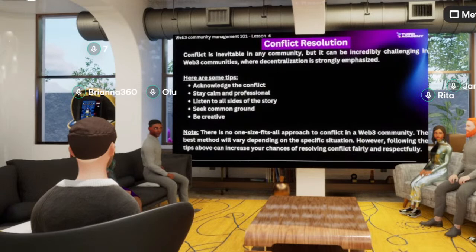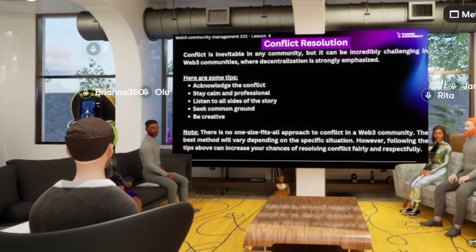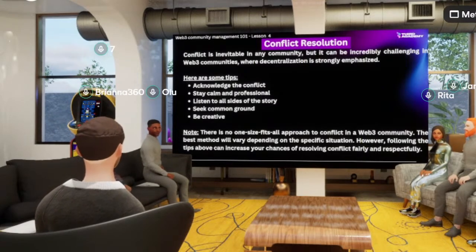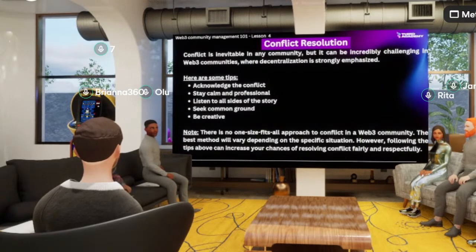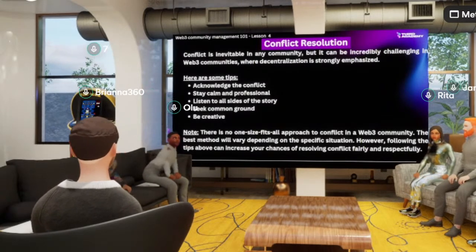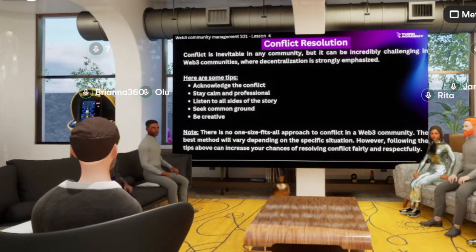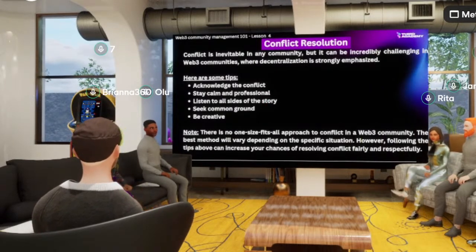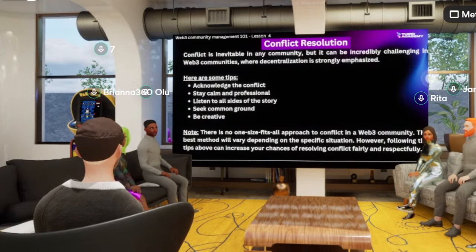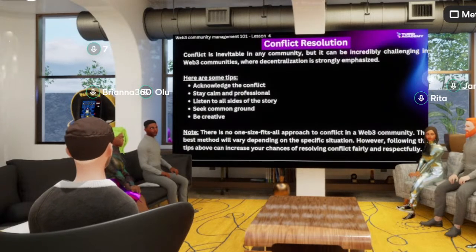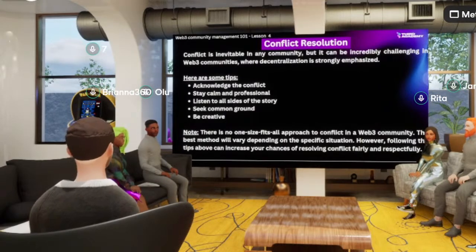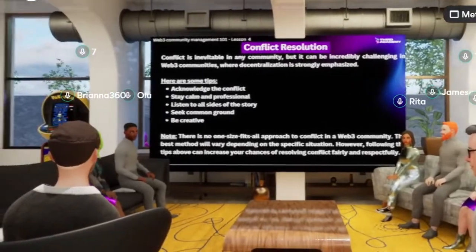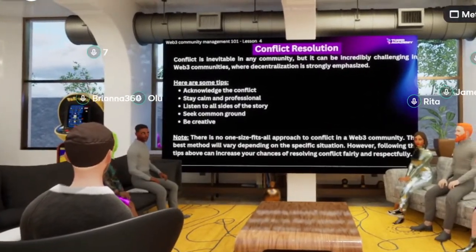And if you cannot resolve the conflict alone, there are sometimes that you may not be able to resolve the conflict alone. So consider using a mediator, right? A mediator is usually a person who can help the parties involved in the conflict communicate and find the solution that works for everyone. So, one point that you must understand is conflict is a part of every community, right? It's a normal part of every community. It can be challenging, but by following these tips, you can increase your chances of resolving conflict fairly and respectfully.